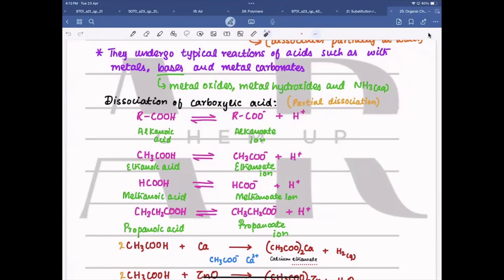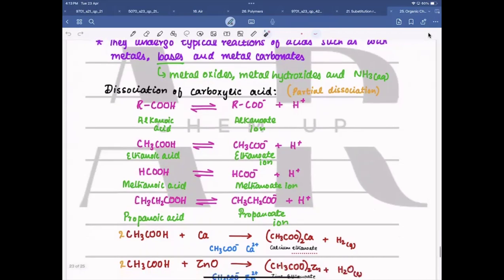In the same way, here we have 1 carbon, so it's methanoic acid. So when this hydrogen is released to form a hydrogen ion, the leftover species becomes methanoate ion. See over here, there are 3 carbons, so it's propanoic acid. So it dissociates partially to form propanoate ion and hydrogen ion. The last one. Is this clear? Yes, sir.